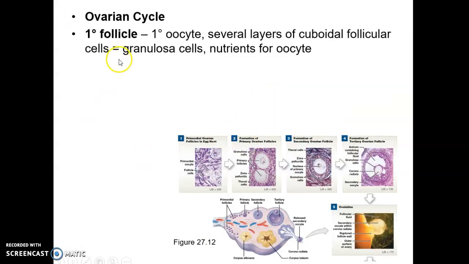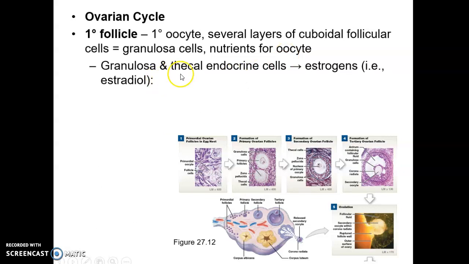Then at puberty, when the follicular development commences and the ovarian cycle commences to completion, the primordial follicle develops into a primary follicle. And this still has a primary oocyte, and it's surrounded by a few layers of now cuboidal follicular cells, which are also called granulosa cells. Granulosa cells will provide nutrients for the developing oocyte.